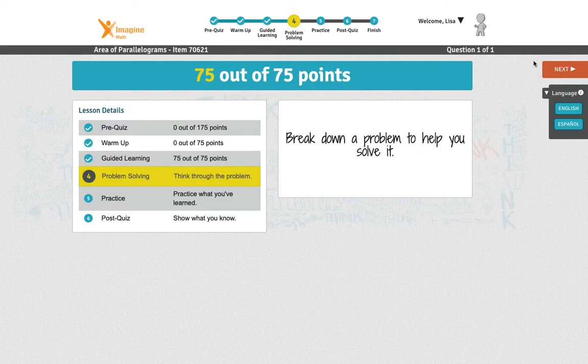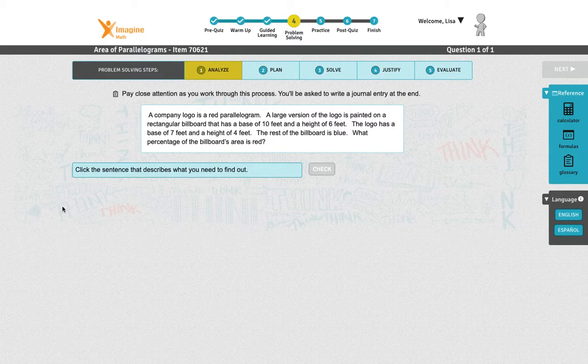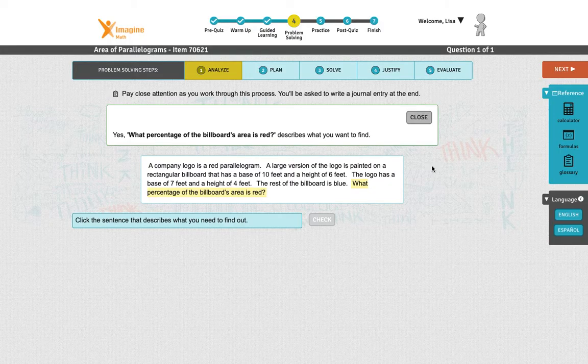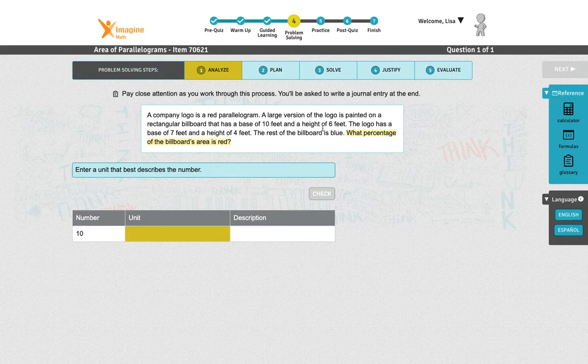If you have trouble with the problem-solving piece, remember that we're just trying to figure out what pieces it needs, all right? So it says, analyze, click the sentence that describes what you need to find out. Okay, well, what you need to find out usually is the question. It's the question being asked. So I'm going to say that that is what I need to find out. Notice, I didn't really read anything yet because I didn't really need to, okay? But it does say that we need to know what the 10 represents. So I better read carefully, okay?